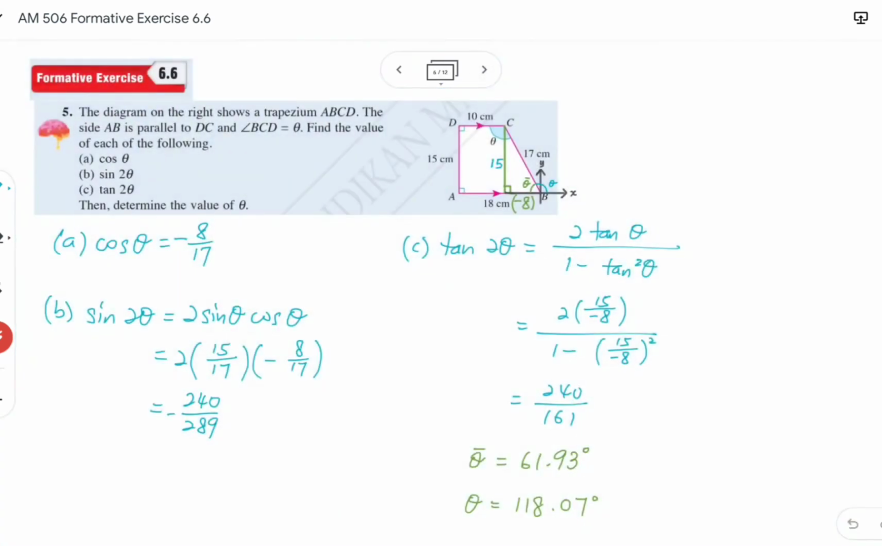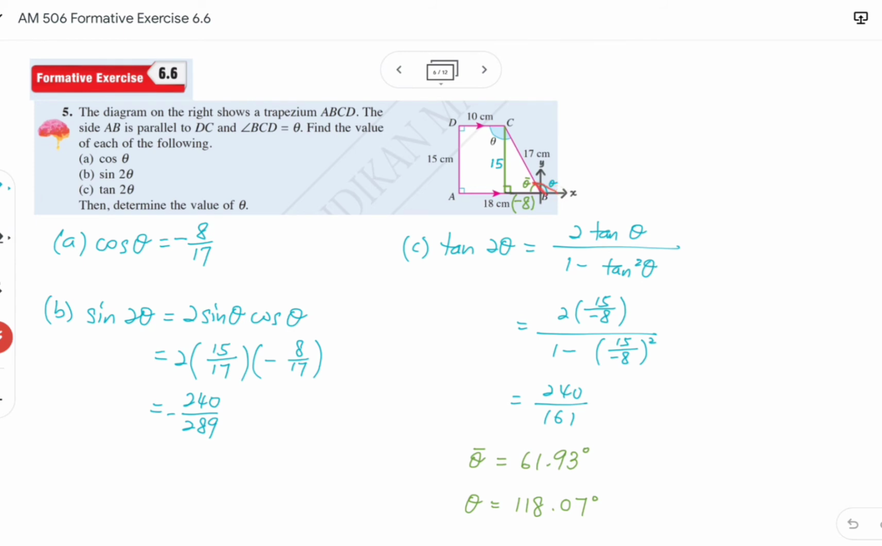Question number 5. The diagram on the right shows a trapezium ABCD. The side AB is parallel to DC and the angle BCD is theta. Find the value of each of the following. A, cosine theta. So theta is here. This is a second quadrant angle. And from the two parallel lines, we know that theta can also be here.